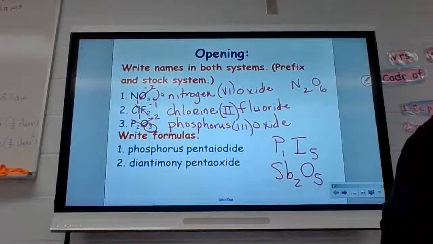Number 5 is not reduced, so it will be nitrogen 1 oxide. 6 is reduced, so nitrogen 2 oxide. 7 is not reduced, so nitrogen 3 oxide. 8 is reduced, nitrogen 4 oxide. 9, nitrogen 4 oxide. 10, nitrogen 5 oxide. 11, phosphorus 3 chloride. 12, phosphorus 5 chloride.